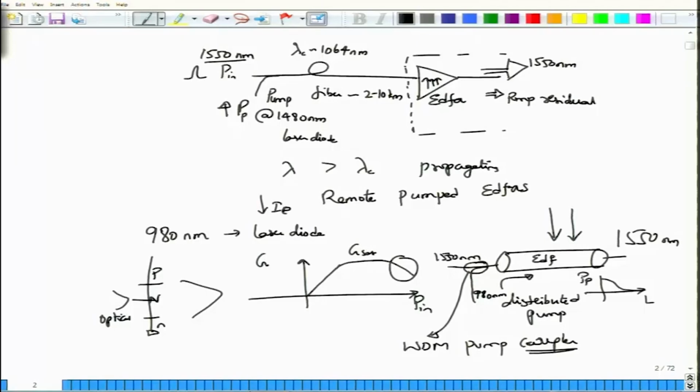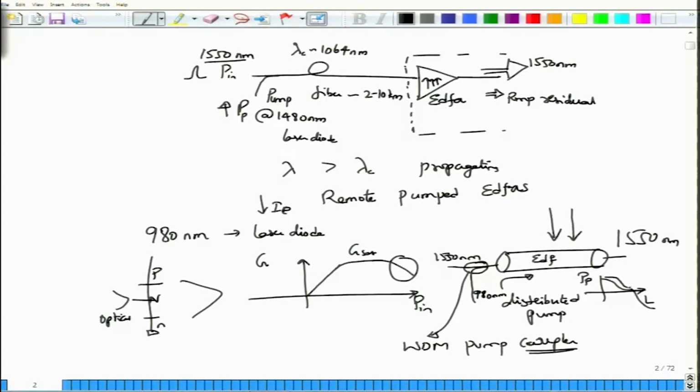So this is how the pump along the fiber would look. So clearly the gain would also be high here and then eventually drops and maybe even becomes negative, indicating that the signal, instead of being amplified, will now start to be absorbed.